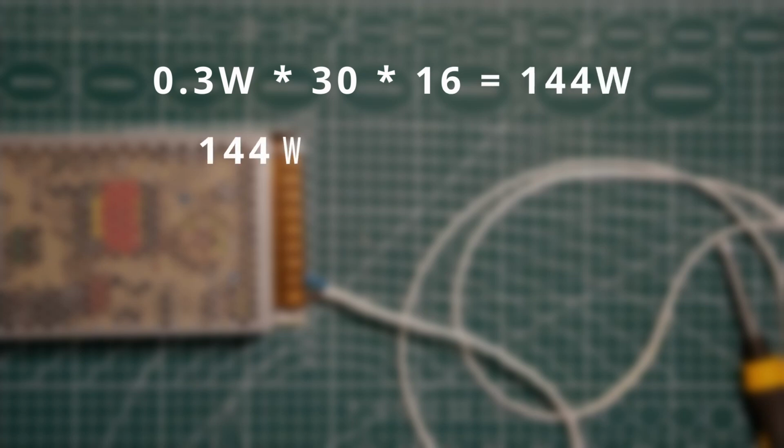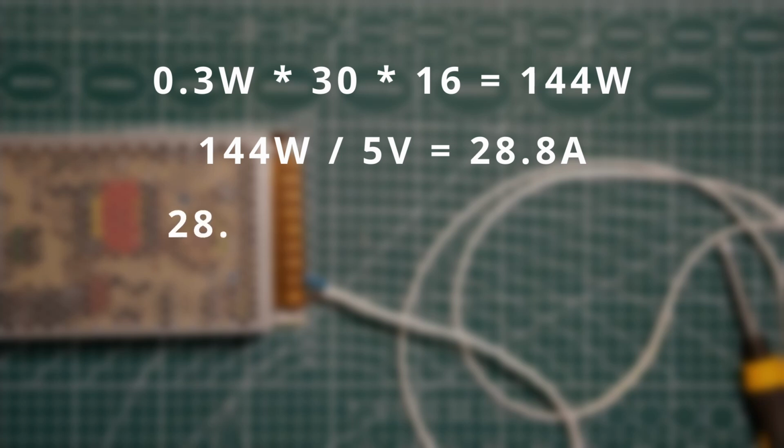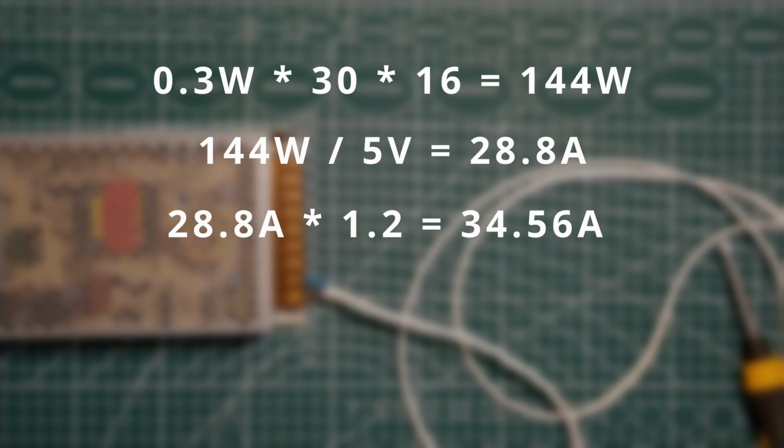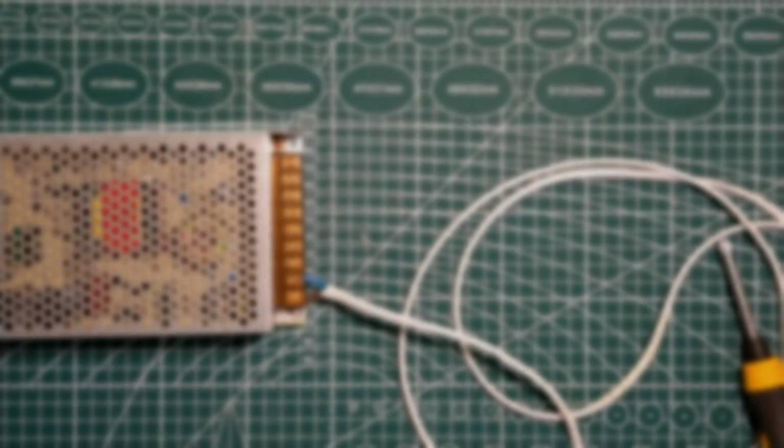Divide this by the strip working voltage, which is 5 volts for WS2812B, and we get 28.8 amps. You should add about 10 to 20% more and use a power supply that is at least this powerful. For this example, 35 or 40 amps will easily handle the entire strip at full brightness.